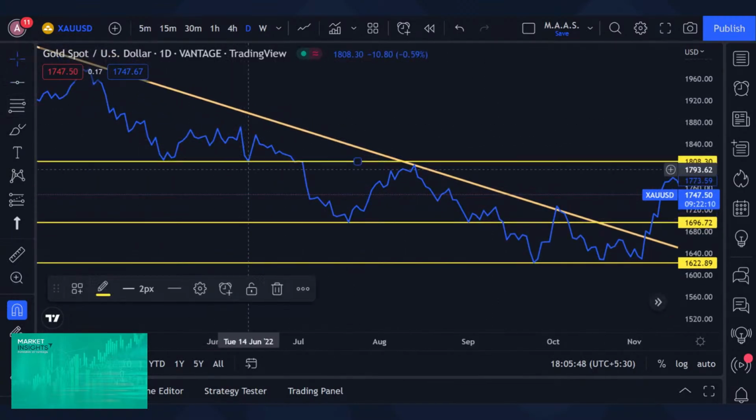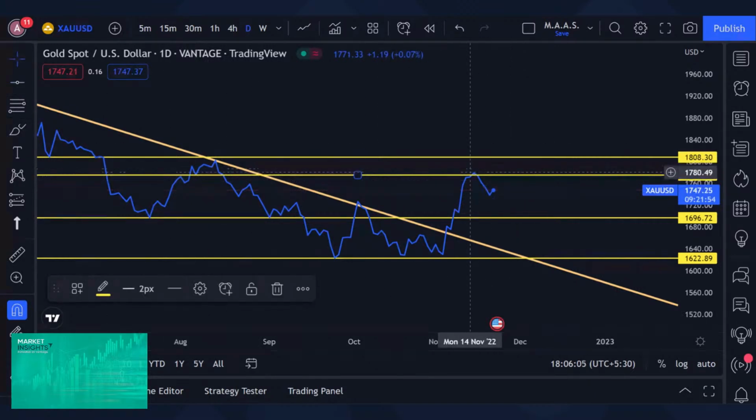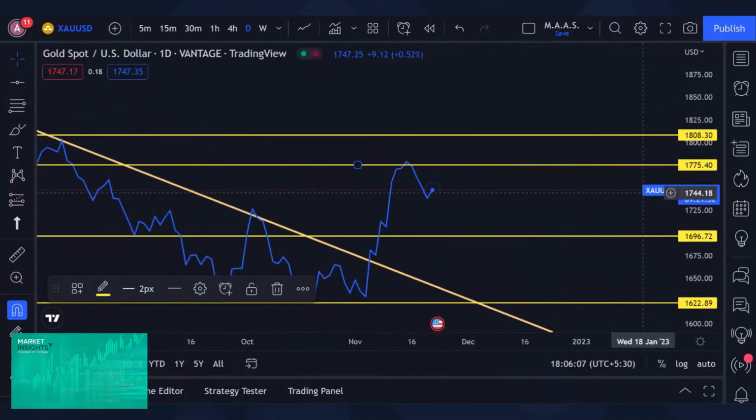You make this line particular from here, because we have got multiple touch points at this point and resistance at this point. This is a very important point, which is 1808. If we cross above 1780, which is the current resistance, it is acting as a resistance. Again, this part also looks like a resistance, which has acted as a resistance.